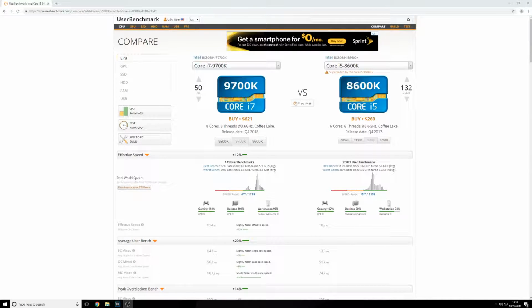12% over... Yeah, that's one. The i5 8600K. Now, this is what I want to point out. So this is the i7 9700K versus the 8600K. This is what I was looking at. I wanted to jump up to the new i7 9th gen processor, which, by the way, is scarce, which means it's expensive. You have 8 cores, 8 threads at 3.6 base clock.